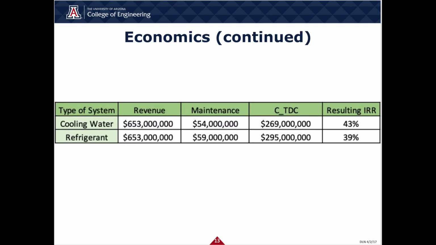The system is designed to operate with either cooling water or refrigerant. Below is a cost breakdown comparing both options. The plant generates $653 million in annual revenue with an estimated maintenance and CTDC for each cooling method. While refrigerant-based cooling incurs slightly higher utility costs, water cooling results in a more favorable internal rate of return, IRR. For reference, an IRR between 30 and 40% is considered strong for new industrial investments.